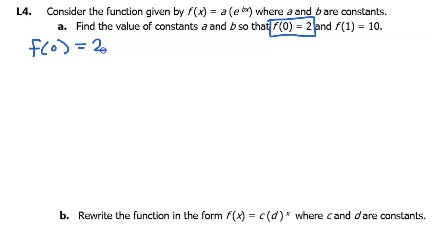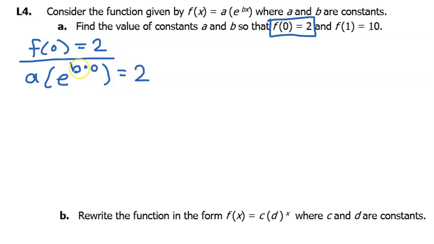Let's see where this leads. f(0) = 2 means that if you plug in 0 for x, you're going to get 2 for the answer. So if I plug in 0 for x, we get a times e to the bx power. So that will become b times 0 power. And this is telling us if we plug in 0, we get 2 for the answer. So in this case, the answer should be 2.